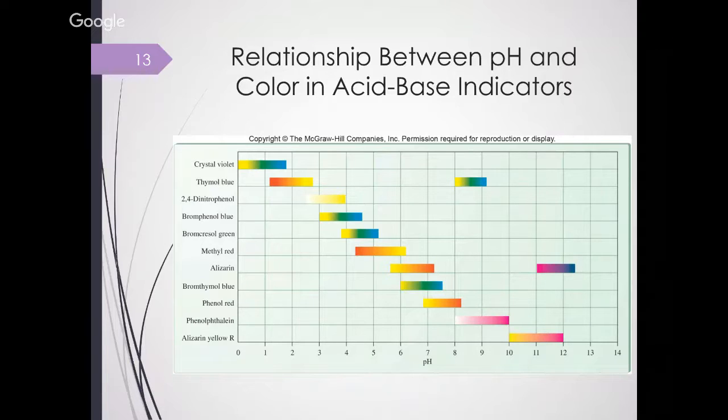So acid-base indicators are weak acids and bases themselves, and they just happen to change color based on whether the solution is acidic or basic. You can actually make your own acid-base indicator at home if you boil up purple cabbage, and you can test the pH of different solutions. It's a universal indicator. It changes all kinds of colors based on how acidic or basic your solution is.